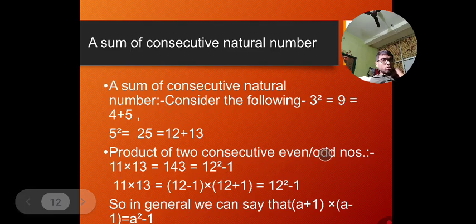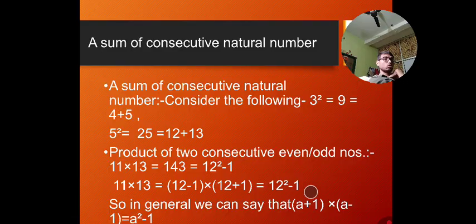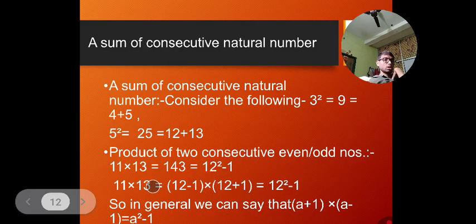Product of two consecutive odd numbers. 11 multiplied by 13 is how much? 143, which is equal to 12 squared minus 1. Both are equal. 11 multiplied by 13 is equal to (12 minus 1) multiplied by (12 plus 1). This would be 11, multiplied by 12 plus 1.